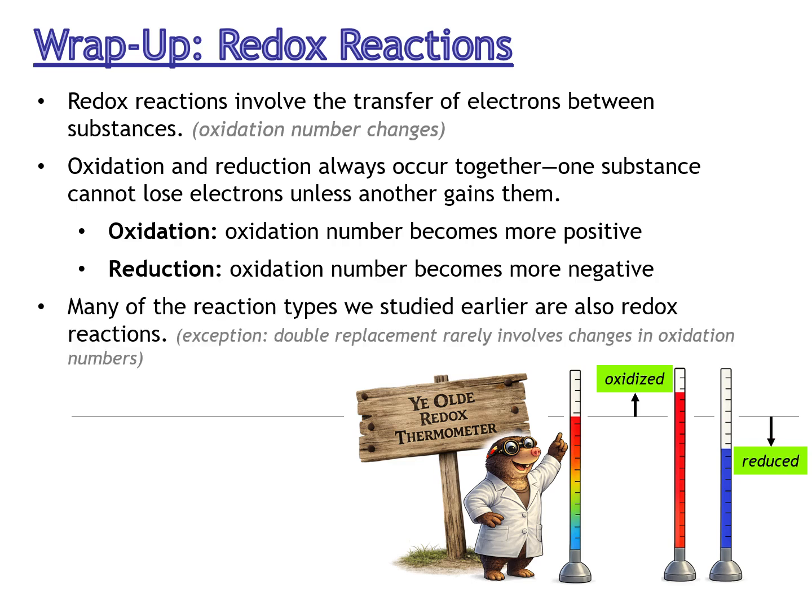And then just remember, a lot of the other types of reactions that we've already studied are also redox reactions. The only one that is very rarely a redox reaction, and it's some really weird mercury chemistry that causes it, is double replacement reactions. So we're going to say, in general, double replacement reactions are never going to also be redox reactions.